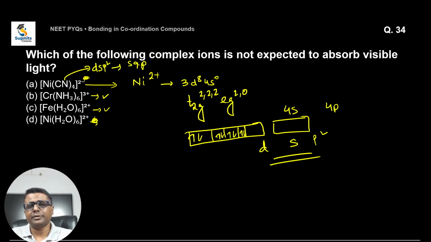Square planar. This is a strong field ligand, this is forcing the electrons to pair over here. This is square planar and has absolutely no unpaired electron, so it will be diamagnetic and it will not be expected to absorb any visible light. So this will be the answer.